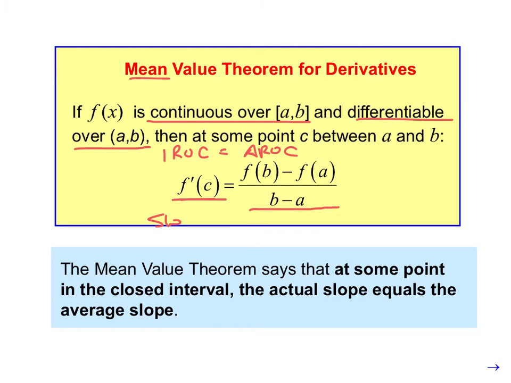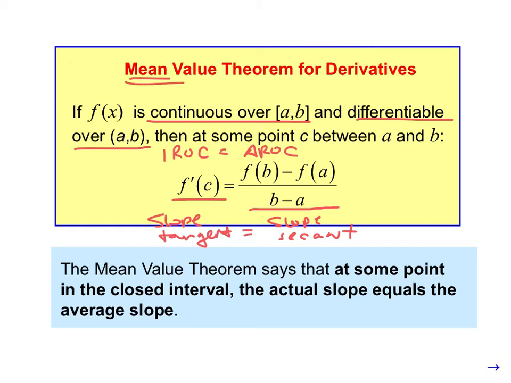So again, this is the slope of my tangent, and we're saying that if those two conditions are true, then at some point the slope of the tangent will be equal to the slope of the secant. So yes, this needs to go in a foldable.